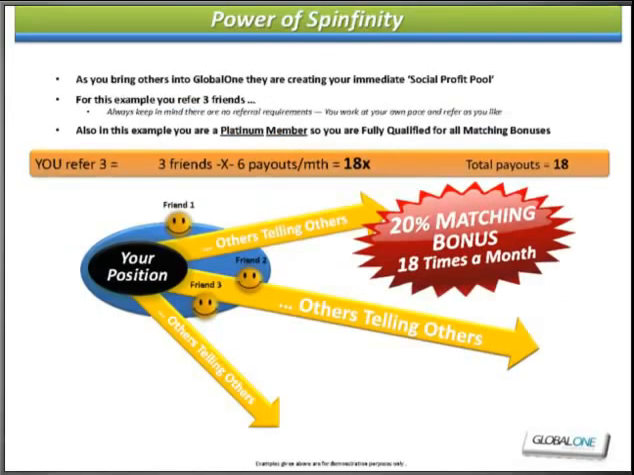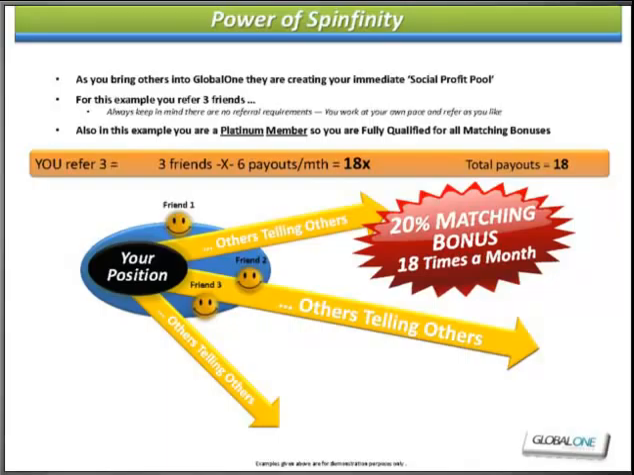So with this, what I'm showing here is a really simple layout of the power of Spinfinity. And just a couple of bullet points at the top: as you begin to bring others into Global, one, you are creating your immediate social profit pool. That means that the people you bring in are attached to you. Again, it doesn't matter when you brought them on, today, tomorrow, next week, next year. They're always attached to you as the person who referred them.